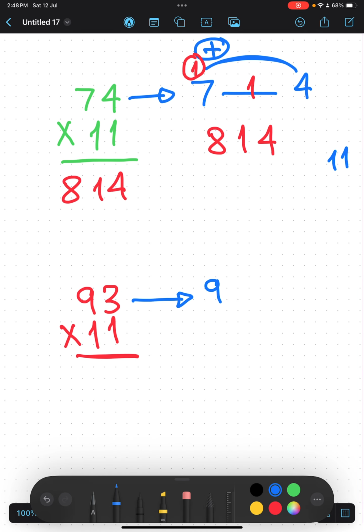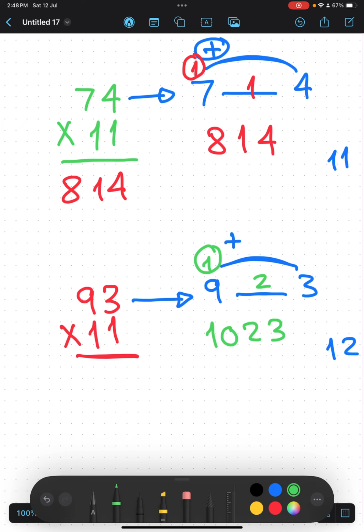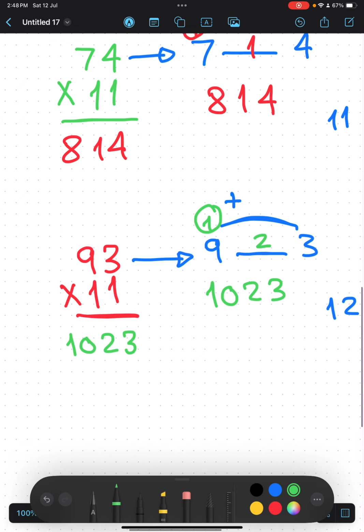How do we multiply 93 times 11? First, we write 9 space 3. Then we add 9 with 3, 12. How do we write 12? Write 2 here, carry up 1. Then we have 1 with 9, 10, 2, 3. The result is 1023.